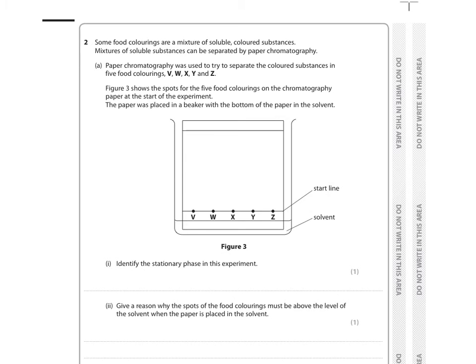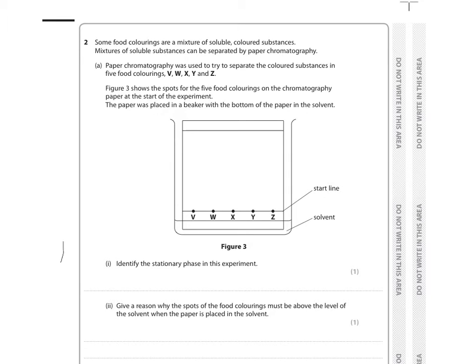Okay, question number 2 says, some food colourings are a mixture of soluble coloured substances. Mixtures of soluble substances can be separated by paper chromatography. Paper chromatography was used to try to separate the coloured substances in 5 food colourings, V, W, X, Y and Z. Figure 3 shows the spots for the 5 food colourings on the chromatography paper at the start of the experiment. The paper was placed in a beaker with the bottom of the paper in the solvent.